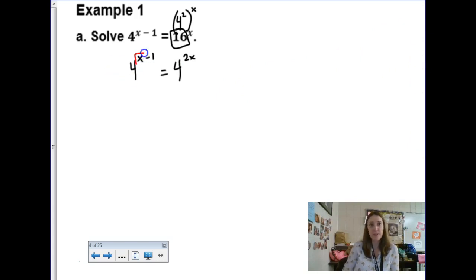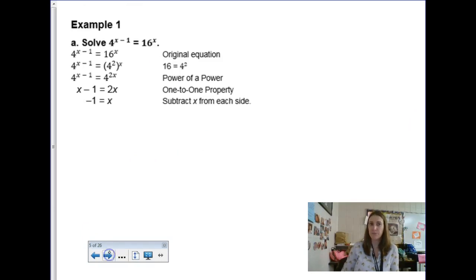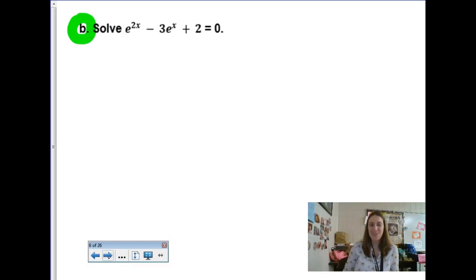And then the only way for this equation to be true is if your exponents match. So we're going to say x minus 1 equals 2x, and then subtract 1x. So negative 1 equals x. And we do want to kind of think about checking our answers. It doesn't happen so much in exponential equations, but in logarithms we often will have extraneous solutions. Oh, it was already done for us. My bad. All right, so this next one.